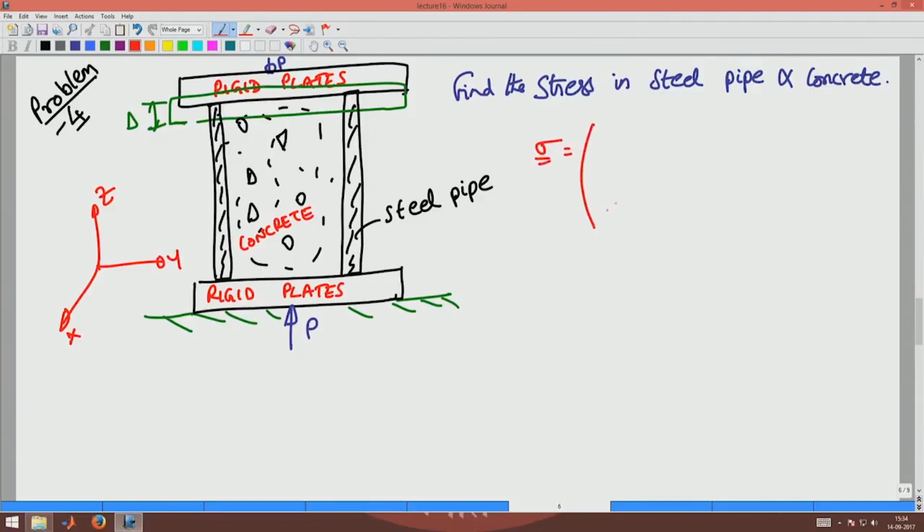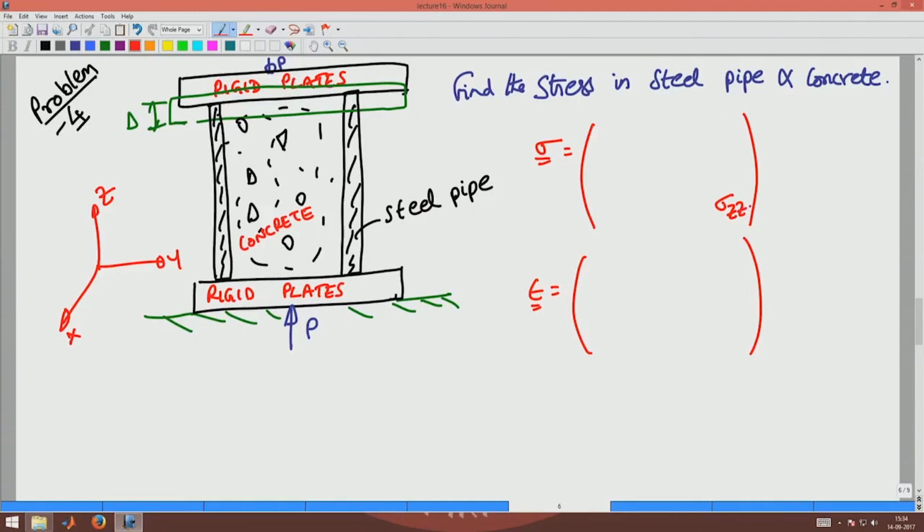What will be your sigma and what will be your epsilon for this deformation? That is the question. Since I am applying a force along the z direction, there will be stress sigma zz alone, and let us assume for the moment that the stresses in other directions and other shear and normal stresses are 0. This will not be true when the Poisson's ratio of steel and concrete are different. In fact, the Poisson's ratio of steel and concrete are different, and hence the stresses in the other directions will not be 0, but we are assuming that they are 0.